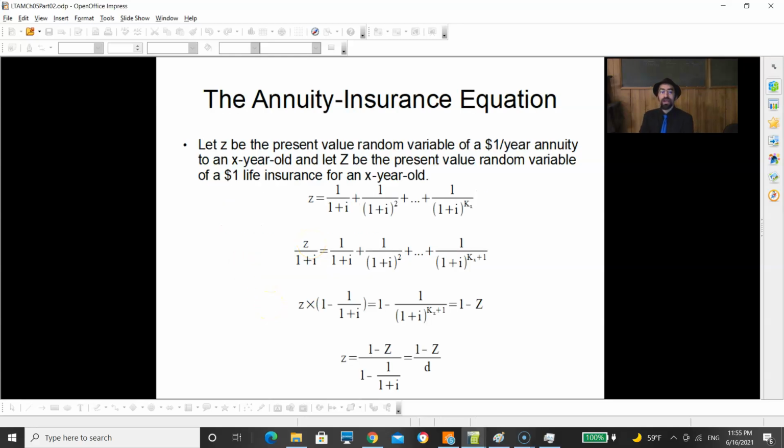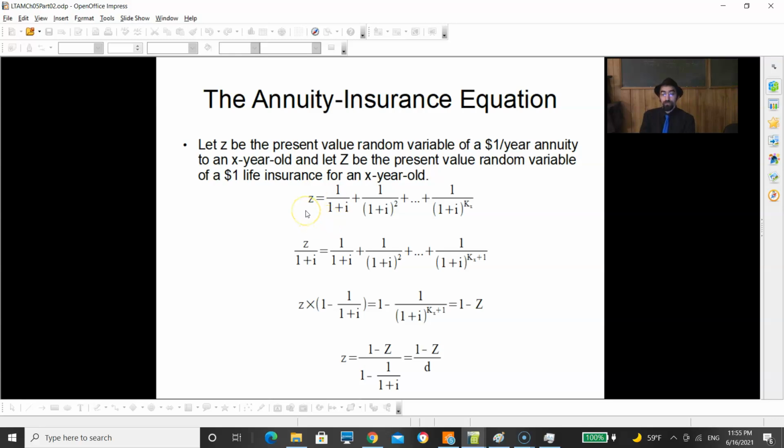There's actually an equation relating annuity values to corresponding insurance values. Let little z be the present value random variable of a $1 per year annuity to an X-year-old. So that's little z. Right? Let big Z be the present value random variable of a $1 life insurance for an X-year-old.